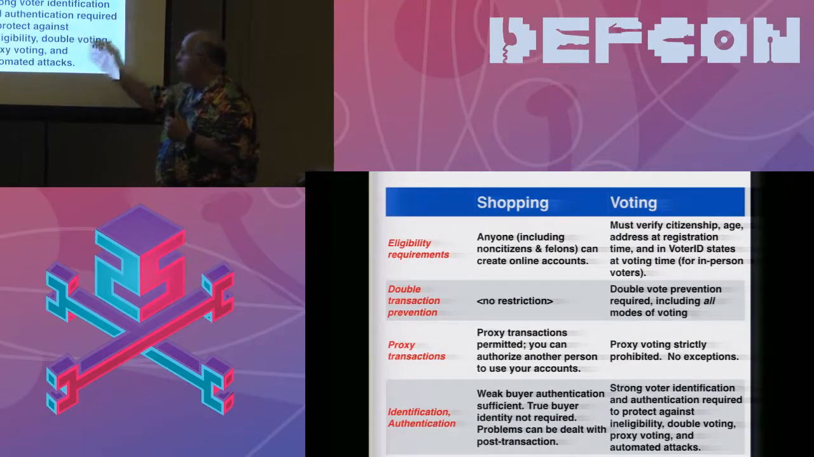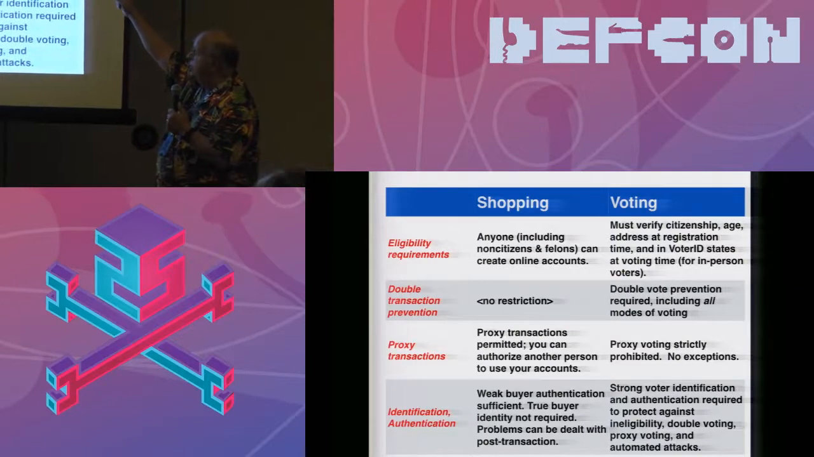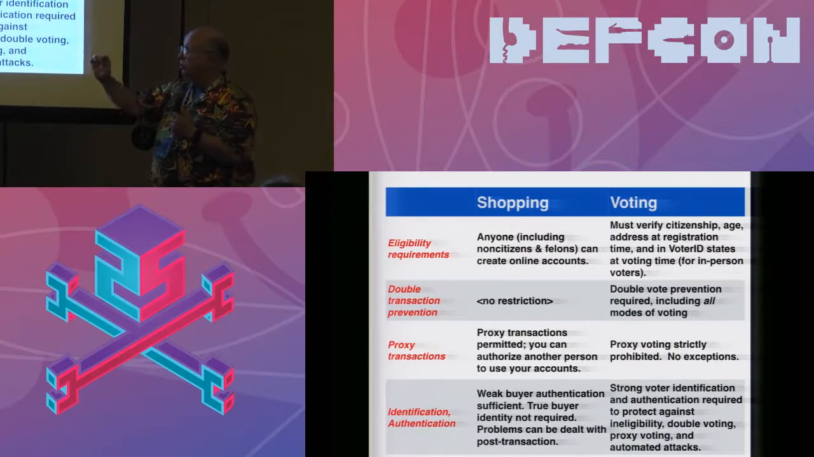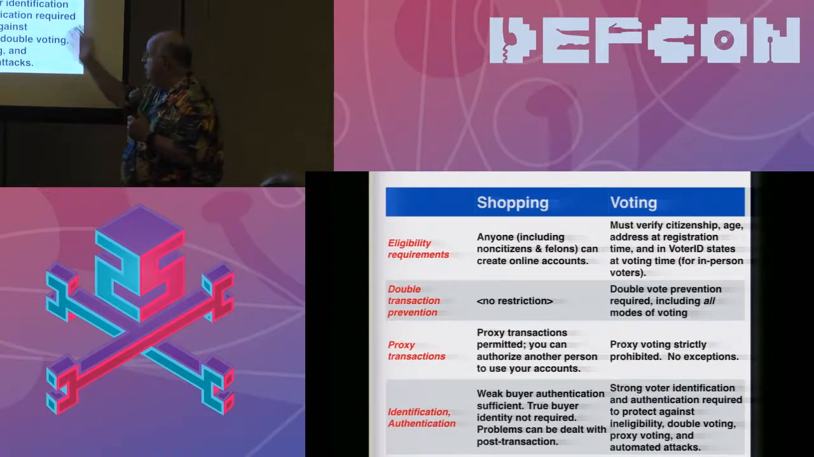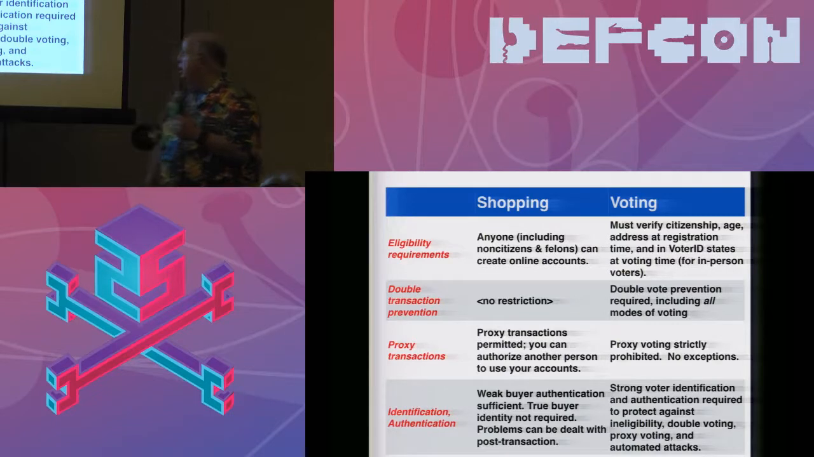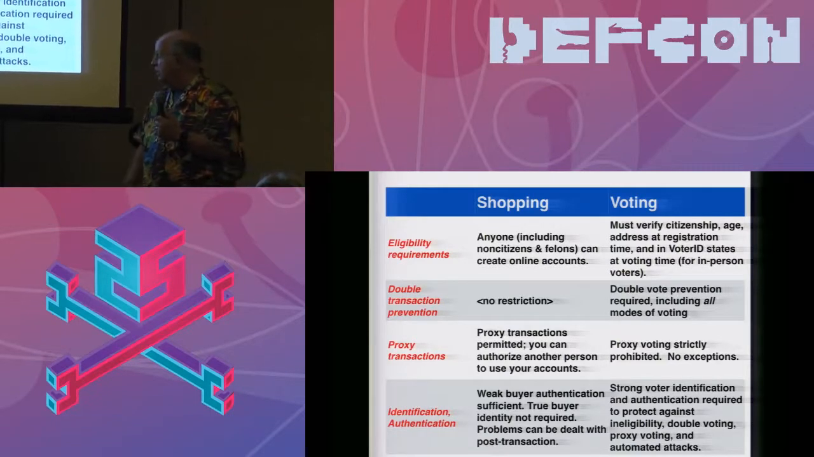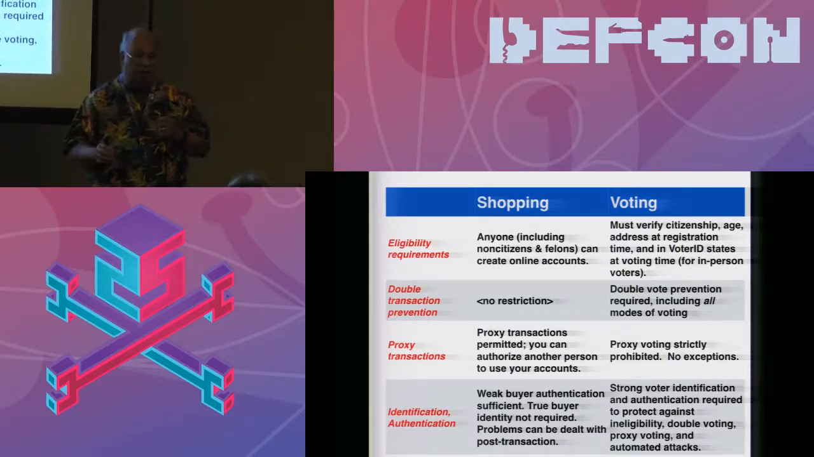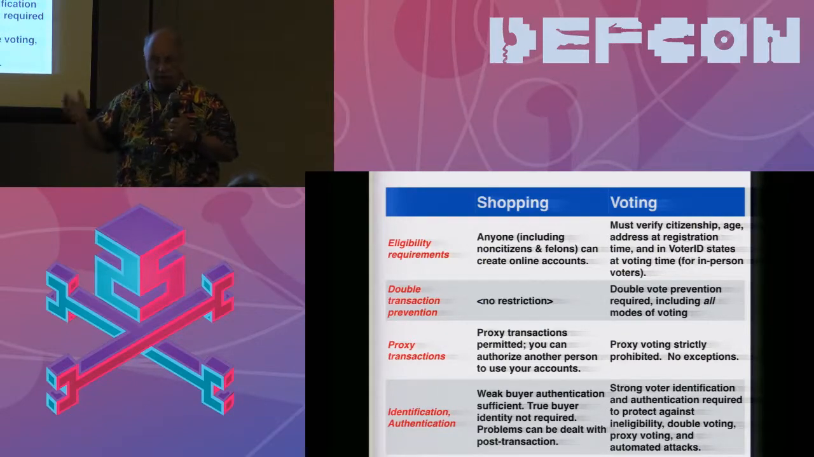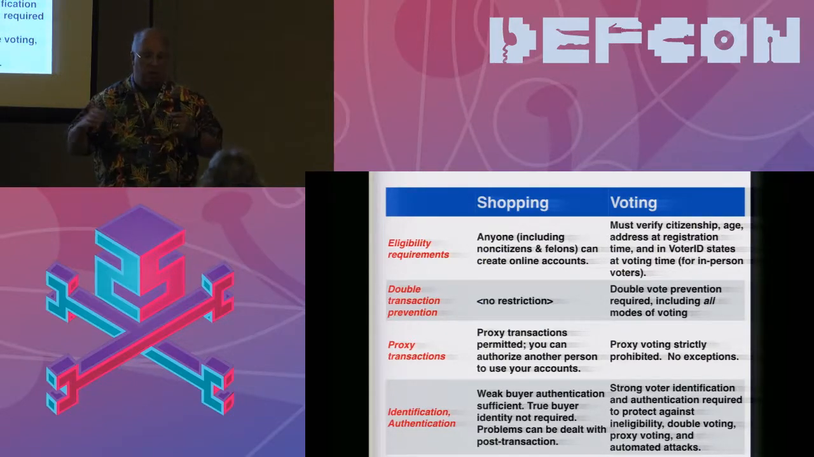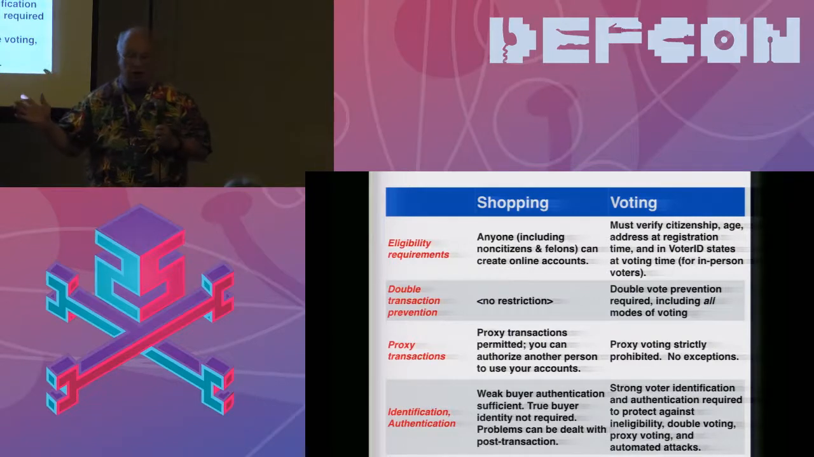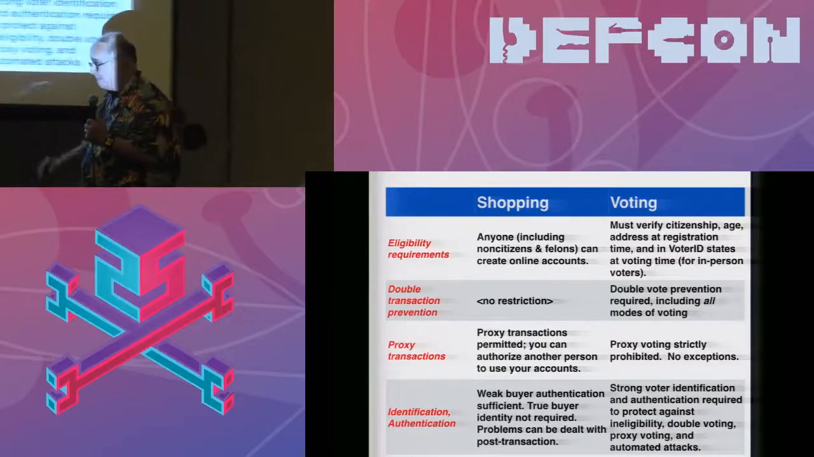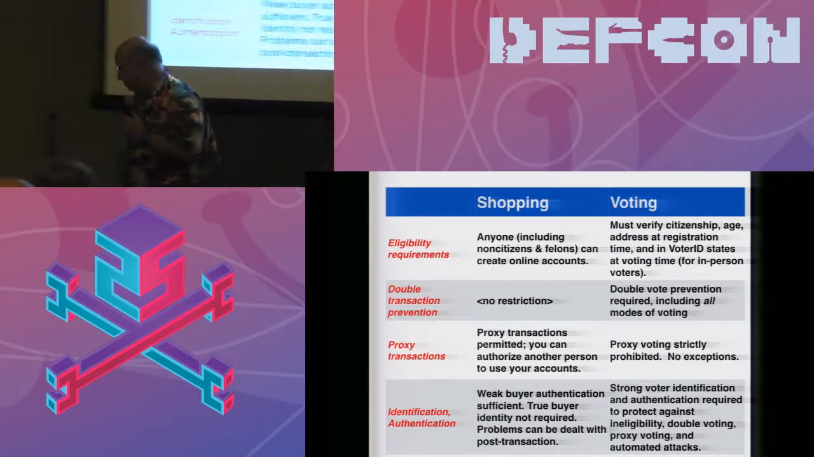But in voting, because we do have to know that you're eligible to vote, we can't allow you to vote twice, and we can't allow you to vote for somebody else, we need strong voter identification and authentication to guarantee those properties. And it's even harder online, if we're talking about online voting, because we are worried about large-scale attacks through weaknesses in authentication. You need strong authentication of voters.